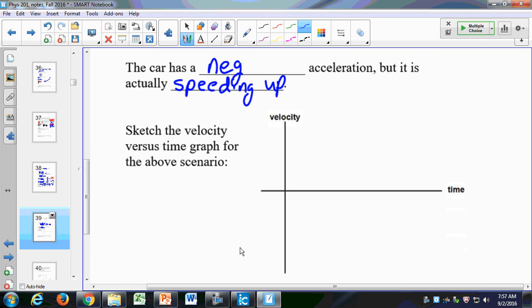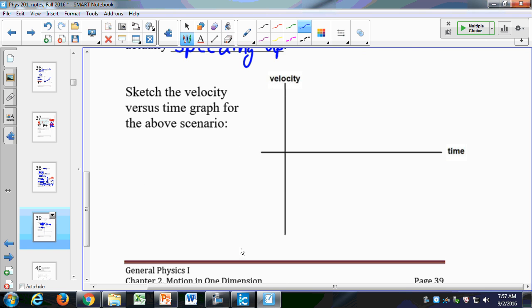I want you to take a moment to sketch the velocity versus time graph for that scenario. So think about, what is my initial, what is my final velocity, and then sketch the velocity versus time graph for that scenario. This is the origin, this is 0, 0. Time equals 0, velocity equals 0. Go ahead and sketch what you think the graph will look like. You'll have lab on this next week. It will be on the exam. You'll have to sketch velocity or position versus time graphs for different scenarios.